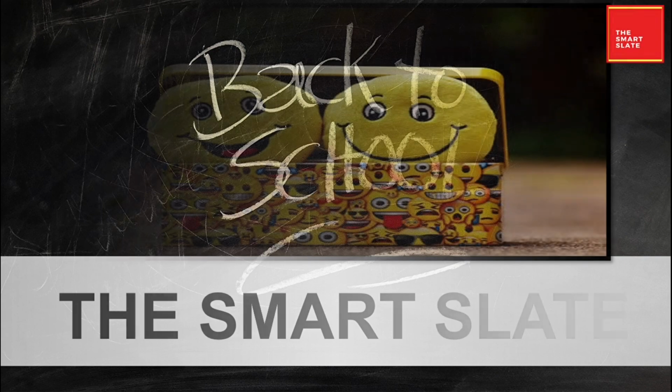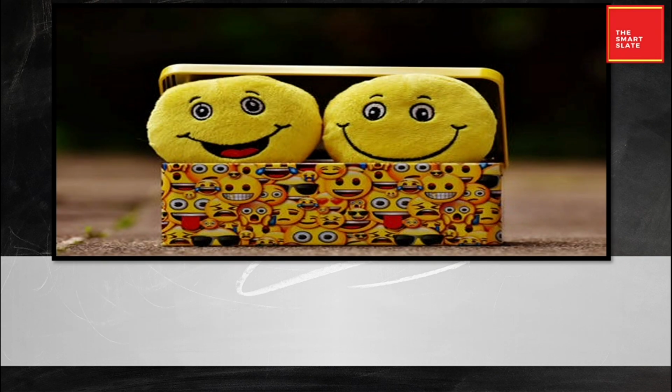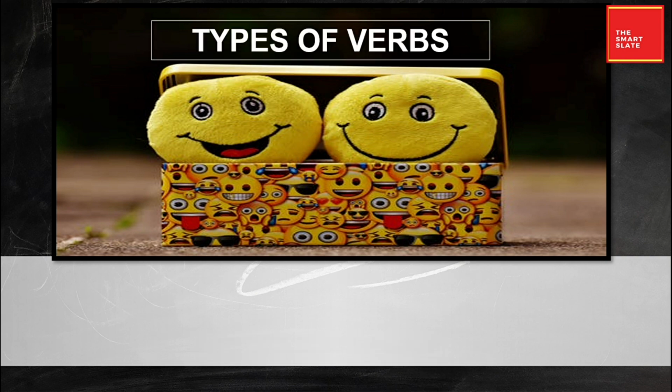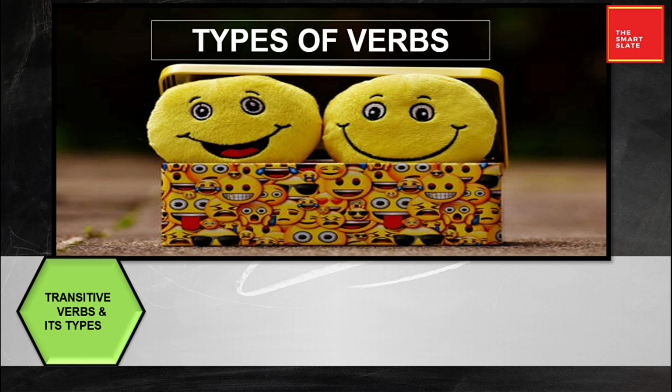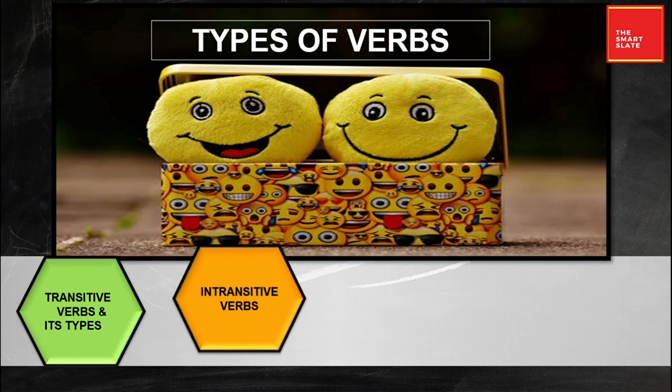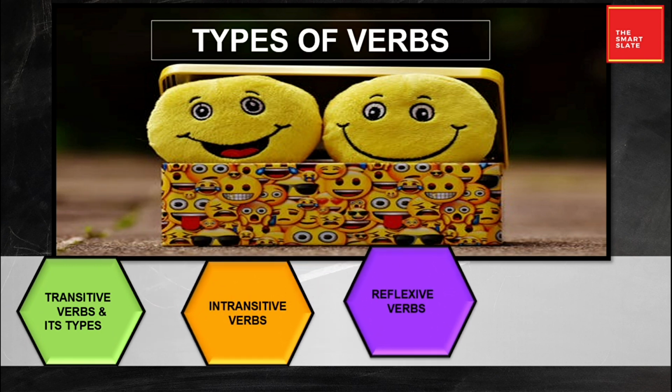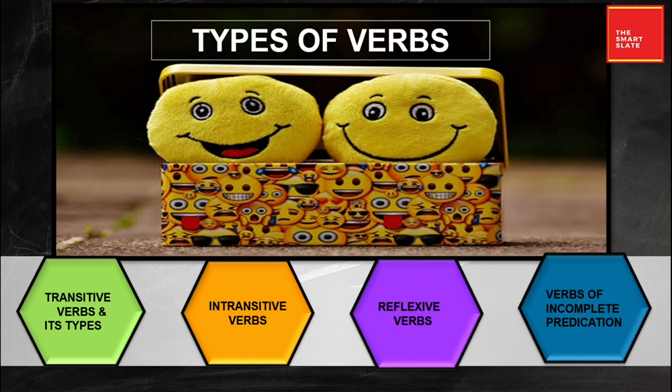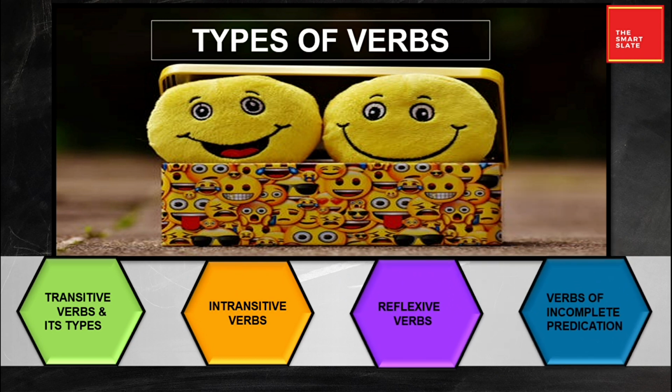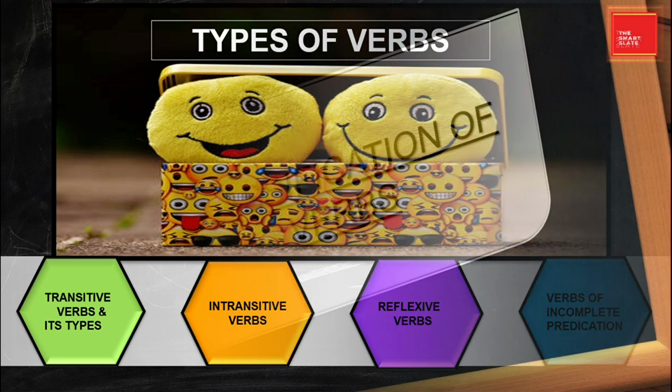Today we'll know more about, as you can see in the picture, types of verbs. So transitive verbs and its types, intransitive verbs, reflexive verbs, and verbs of incomplete predication. Depending upon the different actions or different emojis, you can guess today's video is based on verbs. And we'll understand the types of verbs. So these are the 4 types which we'll know more about.